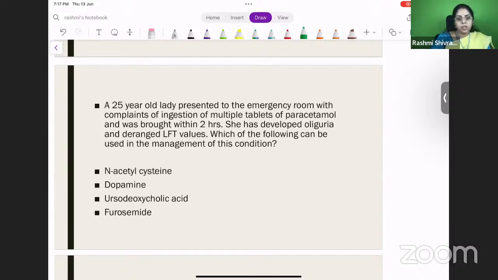Right? Paracetamol poisoning. What are the answers? Is it N-acetylcysteine? Is it dopamine? Is it ursodeoxycholic acid or furosemide? So what is the answer to this question?